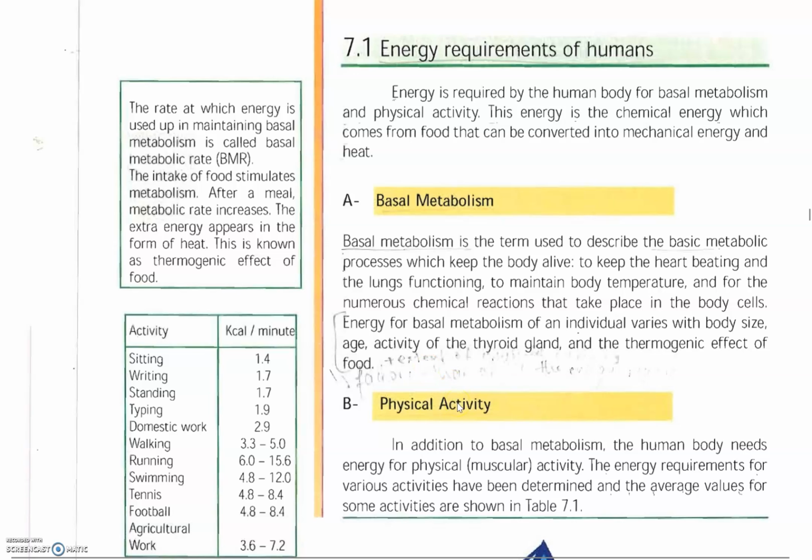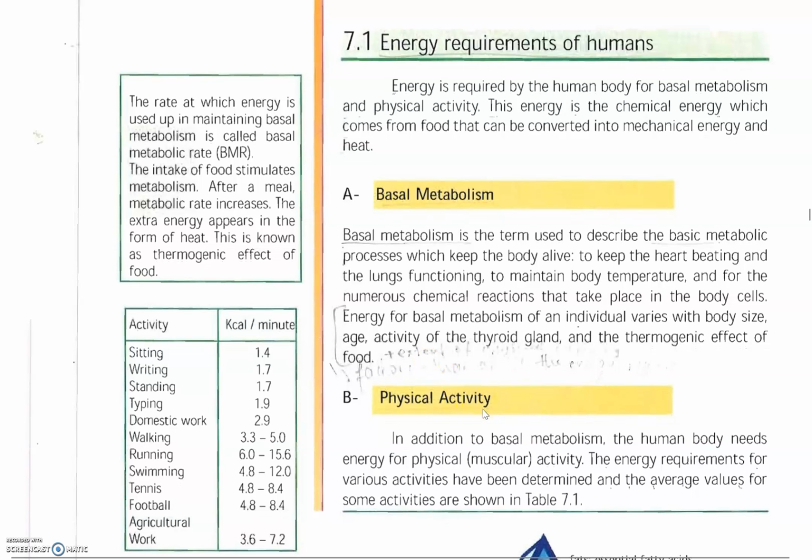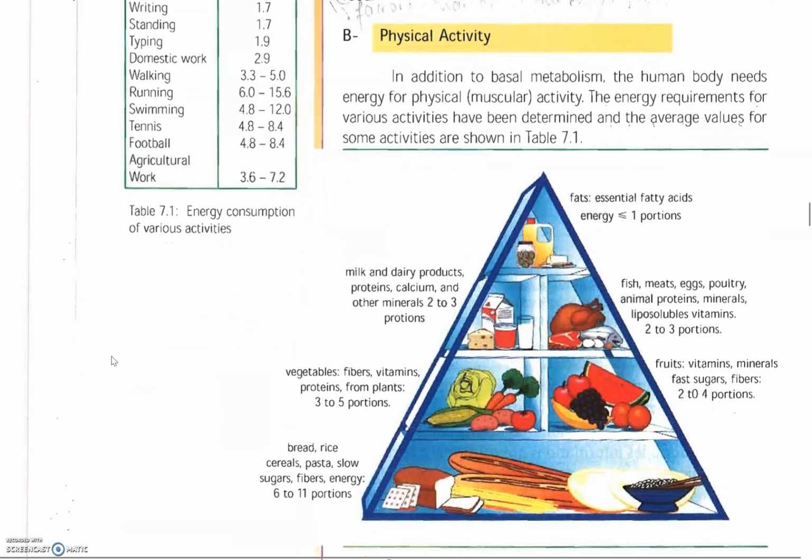The second requirement is the physical activity, which varies not only between different individuals, but even from one day to another regarding our activity. The basal metabolism depends on the activity of our glands, endocrine glands, and the thermogenic effect of food. To understand what that is, please read, this is page 72, please read the box on the side. So, simply saying, the thermogenic effect is how much heat is in the food we're eating.